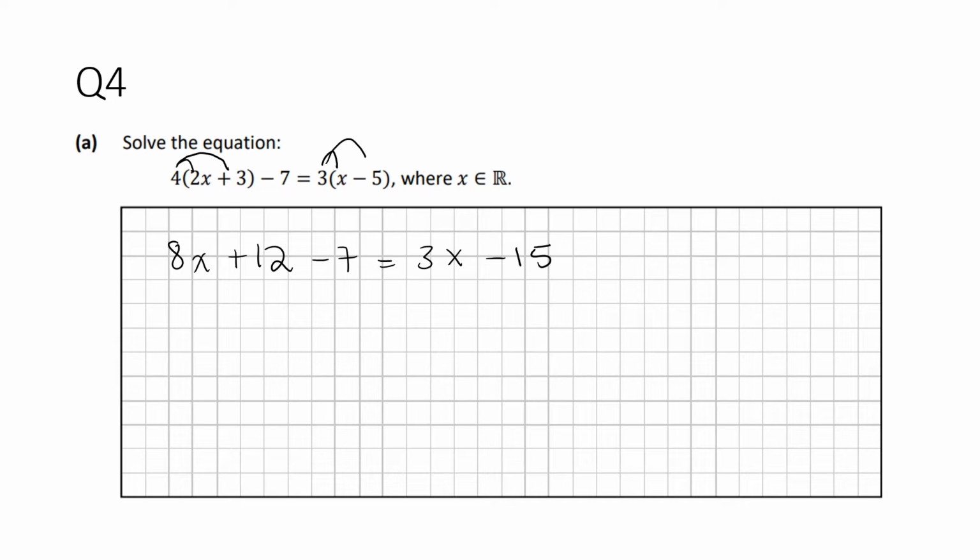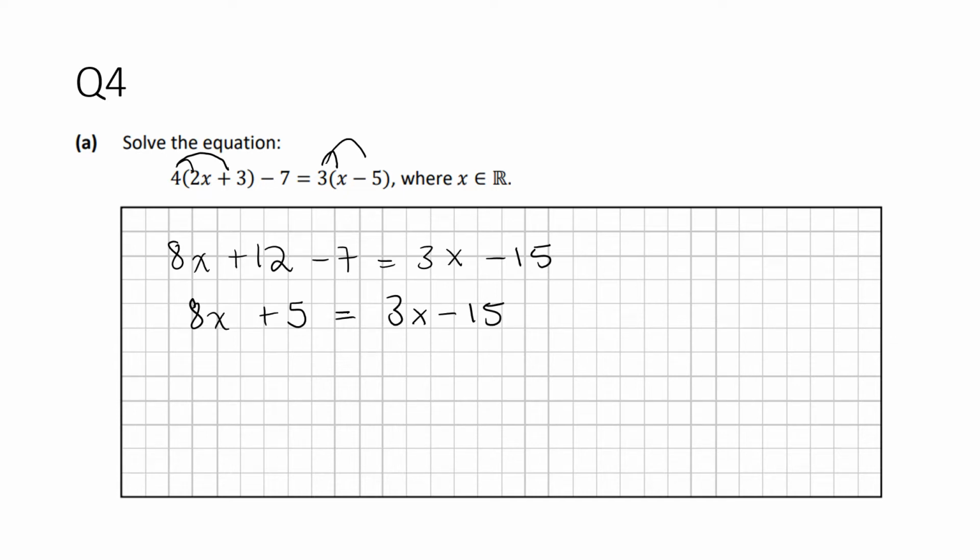What you want to do next is you want to simplify. So you have 8x here, no other x on the left. Then you do 12 take away 7, which is 5. On the right hand side you have 3x minus 15, which cannot be simplified.